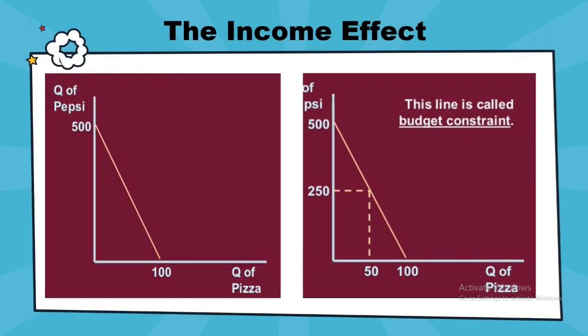The income effect. Suppose a consumer makes $1,000 a month and spends all of his money on either pizza or Pepsi. The graph shows the amount the consumer could afford. If the price of Pepsi is $2 and the price of pizza is $10, the income effect point where he spends exactly $500 on each is shown. This line is called the budget constraint because the slope is 500 vertical distance, 100 horizontal distance. This would mean 5 Pepsi to 1 pizza. We ignore the minus sign.